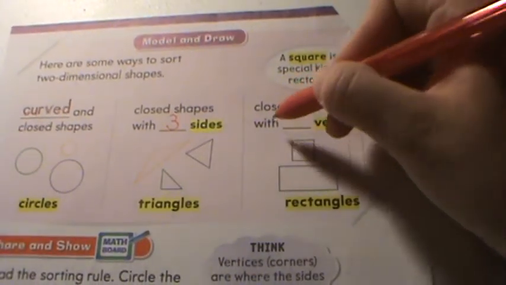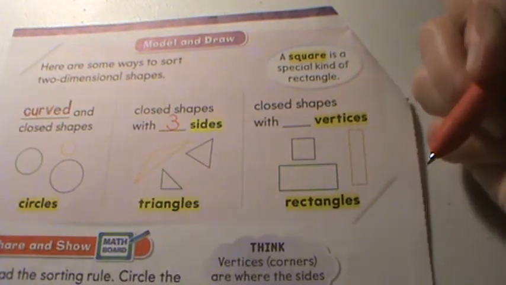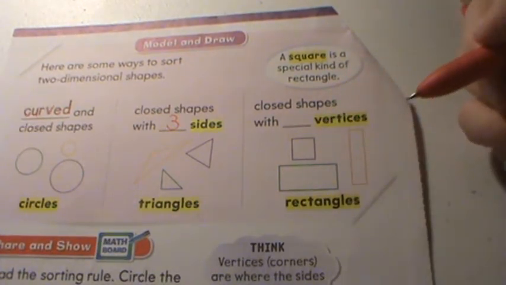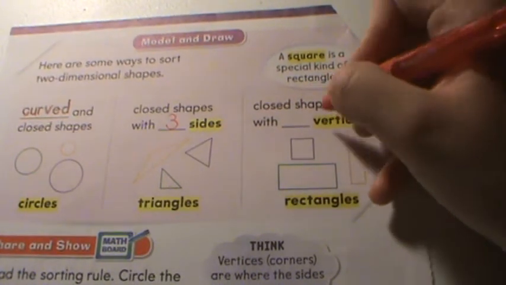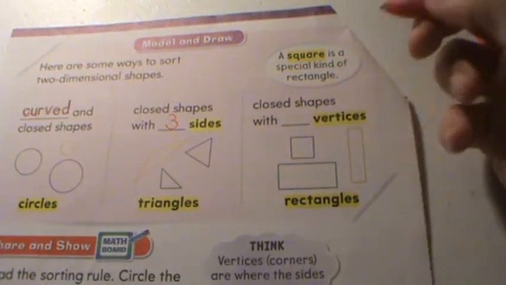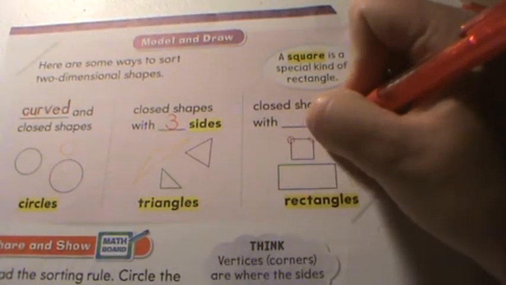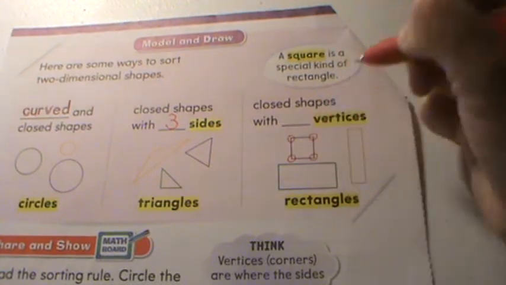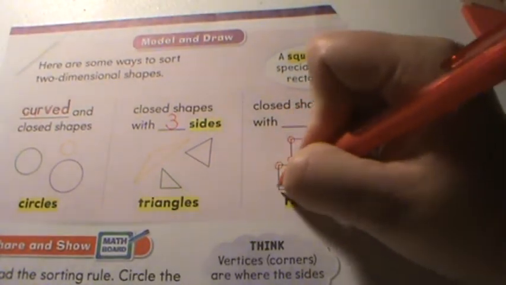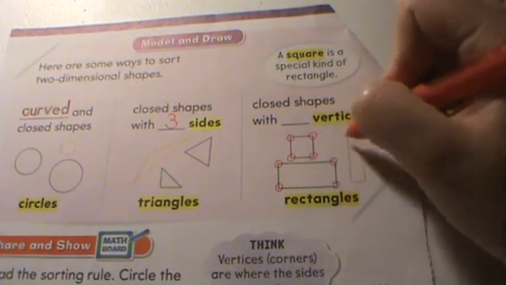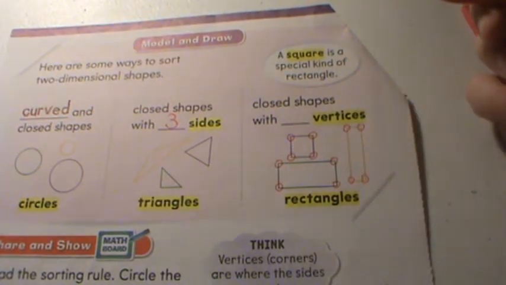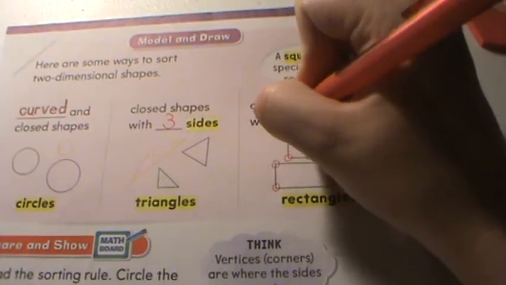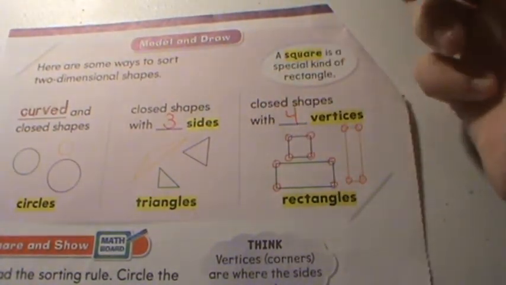And then closed shapes with, so if these are rectangles, how many sides do all of those have? Right, they all have 4 sides. But this one is asking us how many vertices. So vertices are those points or corners where the sides meet. So how many vertices do each of those have? Right, they all have 4 vertices.